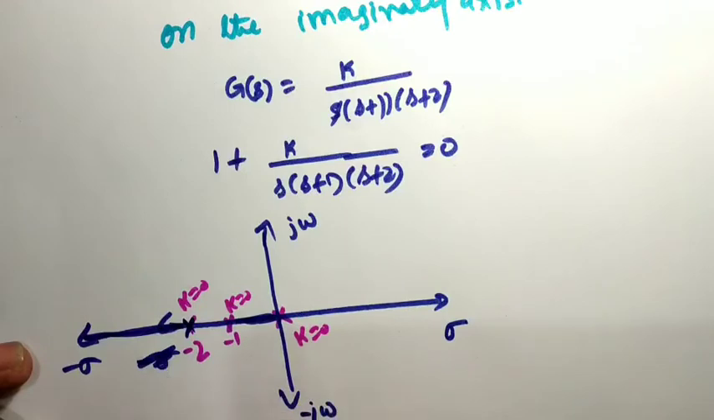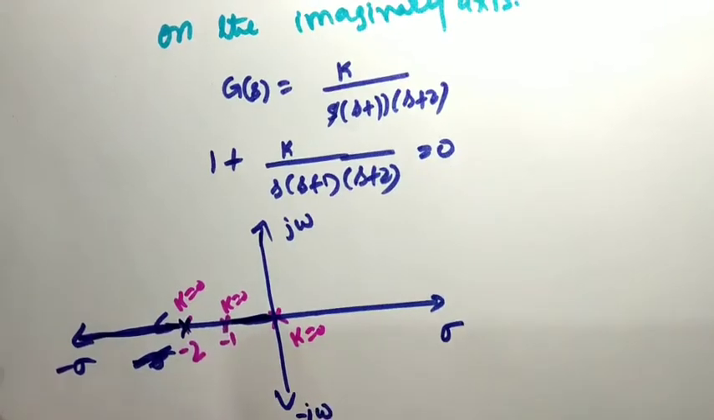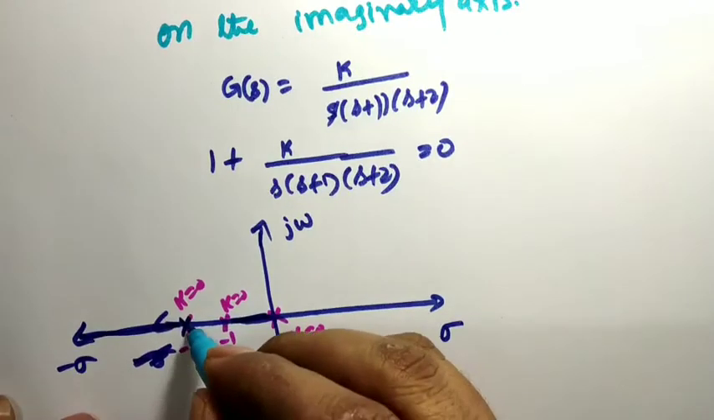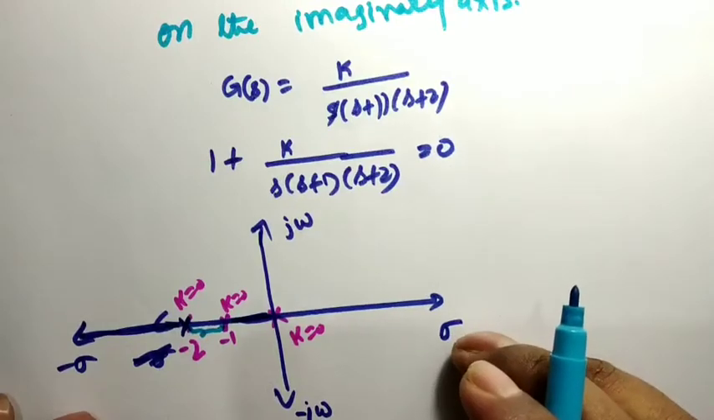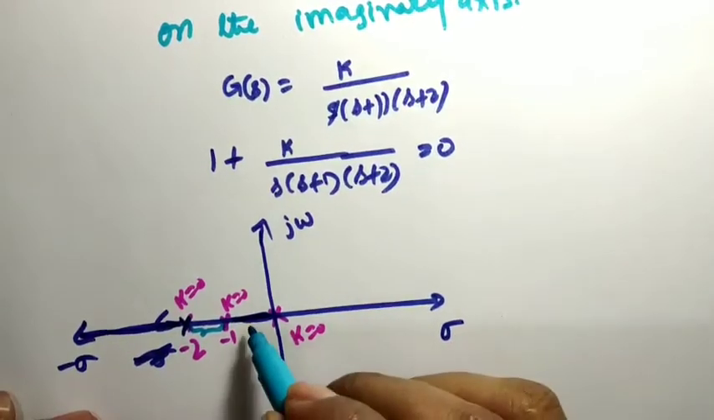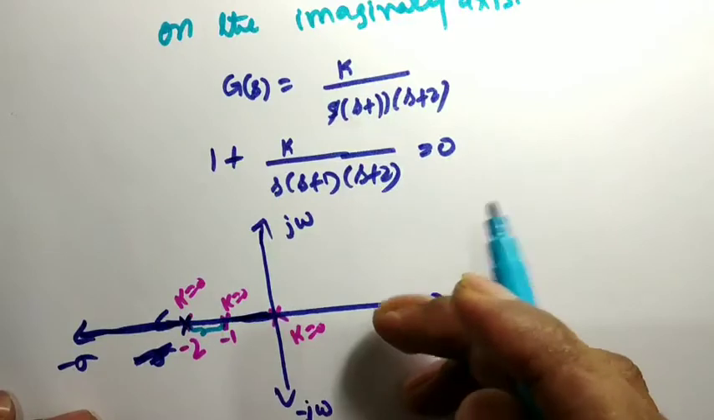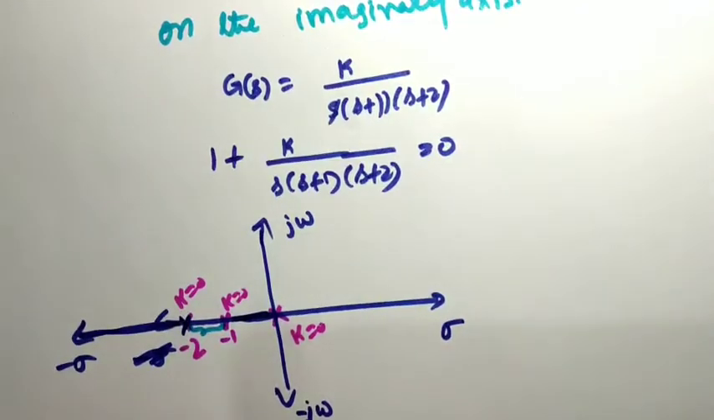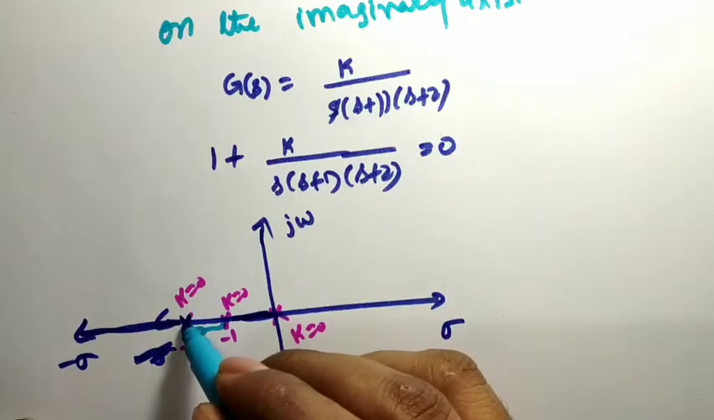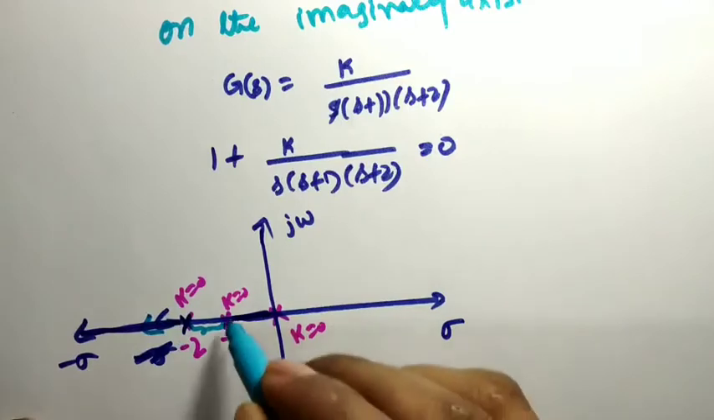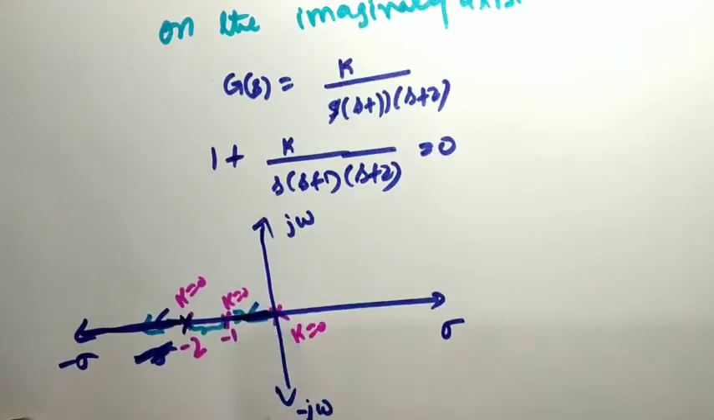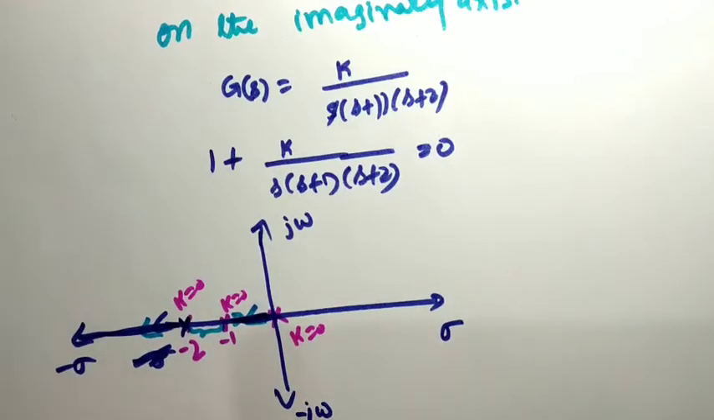So this portion belongs to the root locus, but this portion does not belong to the root locus path. Only this portion does not belong to the root locus path. So this portion and this portion belong to the root locus, right? So as the k value increases, these poles will move. You know that as the k value increases, this pole has to move only in this direction, and this pole has to move in this direction, and this pole in this direction, okay.